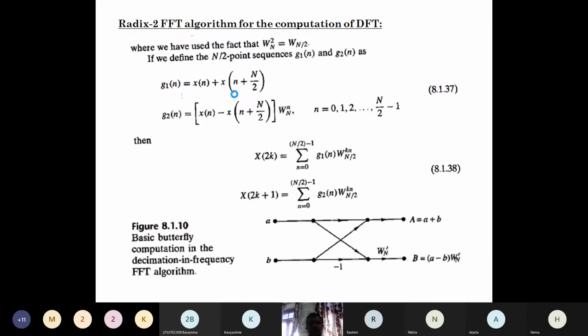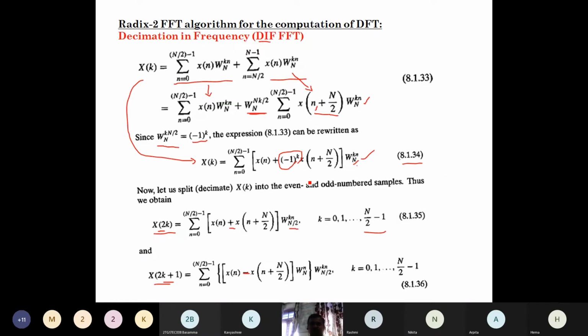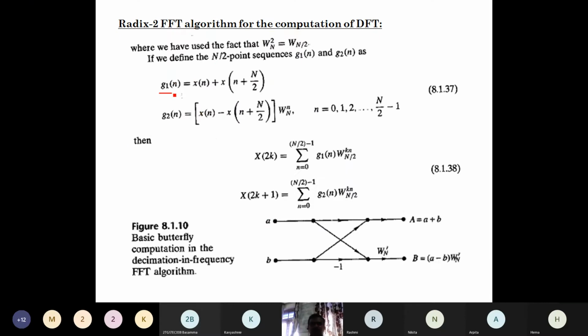That is another term, W N to the power n. So here we have used the factor W N square is nothing but W N by 2. So if we define the N by 2 point sequence as G1 and G2, it is a huge equation, so let me minimize this equation. How? By using the inner parenthesis. Within the square brackets, whatever the equation is there, I'm just replacing that by another label. So that label is G1 and G2.